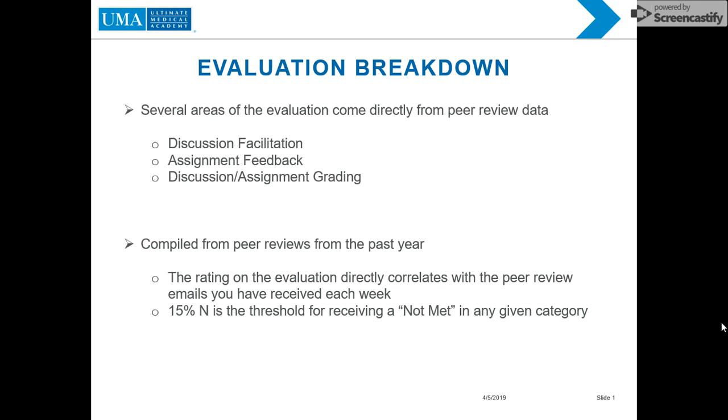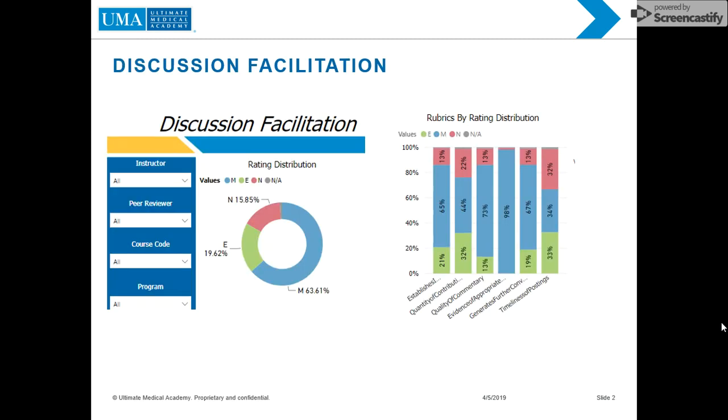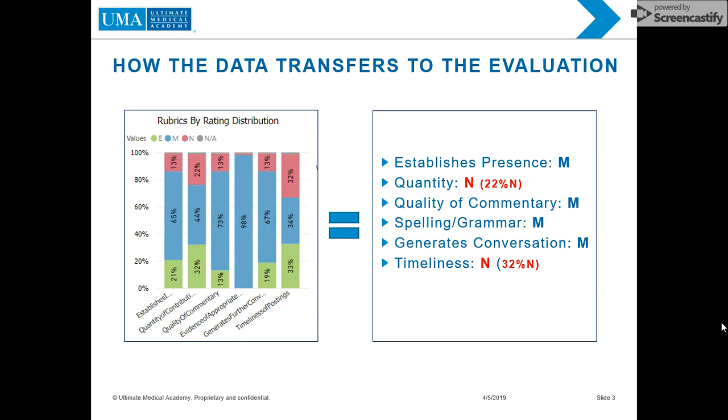So 15% N is the threshold for receiving a not meet or not met rating in any category. Taking a look at a couple of examples here, first discussion facilitation, you'll see on the left side it does give an overview of total N's, E's, and M's received by the instructor, but on the right side, it does break it down a little bit more specifically for us. So this is what we're going to use for the evaluation because each of these categories does transfer directly to a category on the evaluation. So we're going to take a look at how that works.